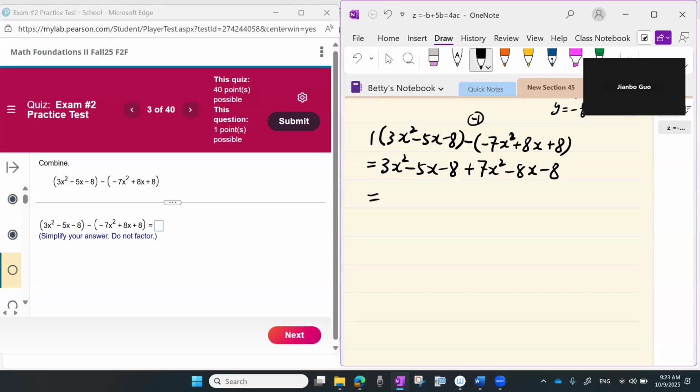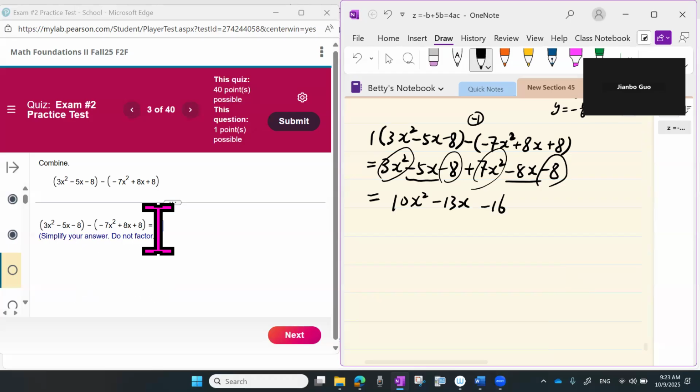Once we have the two grouping symbols removed, we can combine like terms. We have 3x squared and 7x squared, that gives 10x squared. We have negative 5x and negative 8x, that gives negative 13x. And negative 8 and negative 8 gives negative 16. So we're going to enter the result.